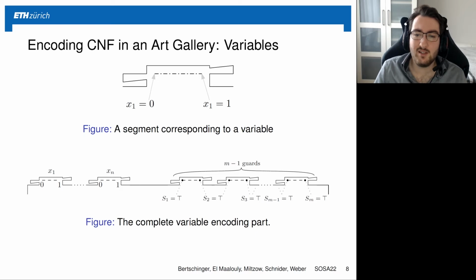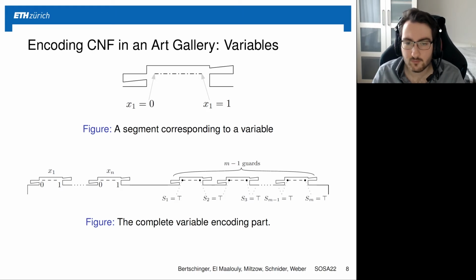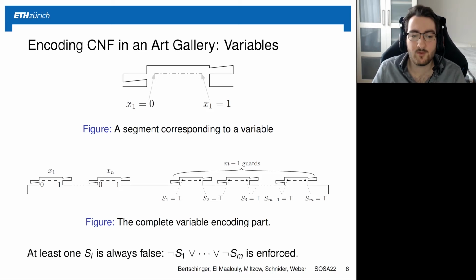So still, each guard can only make one variable true, but it's not quite a mapping of one guard to one variable. But because only m-1 guards are used and each guard can only make one variable true, we already naturally encode this last clause of our CNF formula, which says that at least one of these variables has to be false.